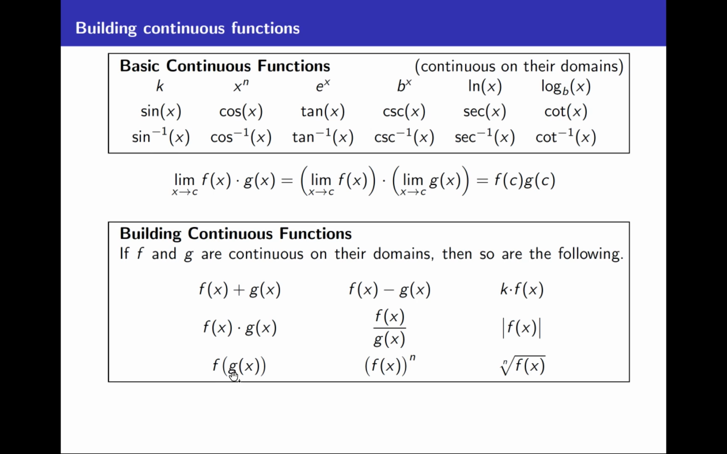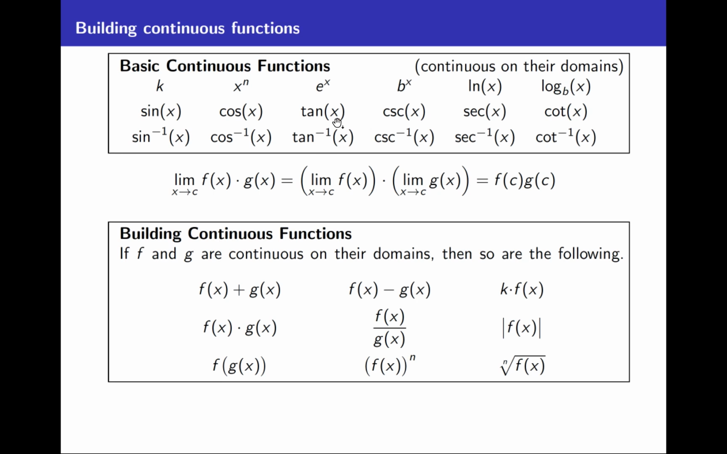F of g of x, the composition, using the limit law that we discussed earlier today. F of x to the power of n, absolute value of f of x, and the nth root of f of x. All of those are going to be continuous on their domains, and you can show that using limit laws as we did in this specific example. So this tells us that we can take continuous functions f and g and combine them using the operations stated here and be guaranteed that we're going to get a continuous function. A function that's continuous on whatever its domain is.